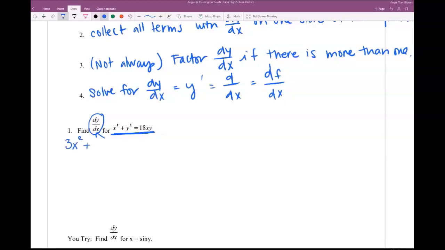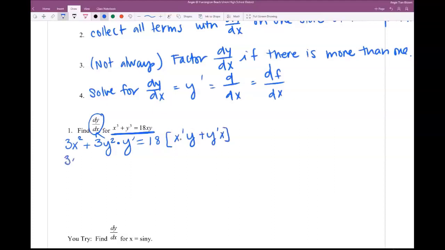y to the third. Okay, so this is the part where you have to be very careful. Y to the third is not with respect to x. We are still using the power rule, but we still need to apply the chain rule for y, okay, y prime. So the derivative of y to the third is 3y squared times y prime equals the derivative of 18xy. So we can pull out the constant, and then we can do the product rule. So x prime times y plus y prime times x.